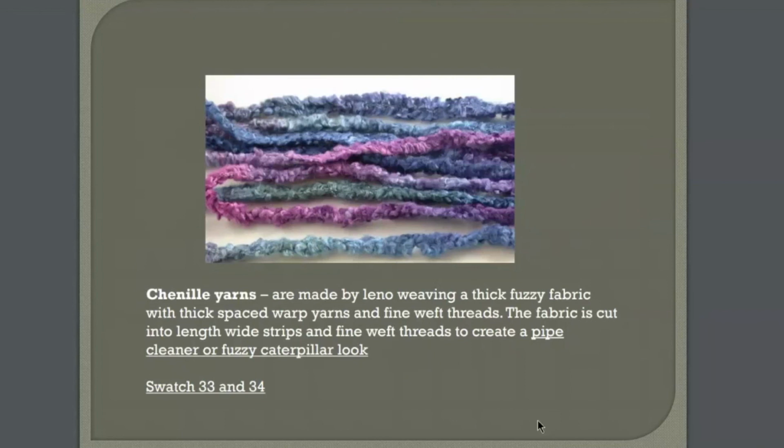Better is example 34. If you pull from the top or the bottom, I just pulled out a black yarn on swatch number 34, and one came out that really just looks like a black caterpillar. And then if you feel swatch number 33, you can feel how fuzzy that yarn is because it's a chenille yarn.